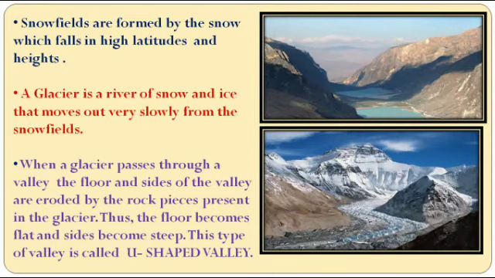And in the river formation you have seen a V-shaped valley is formed, and here in the glacier you find a U-shaped valley. In the upper picture you are having the U-shaped valley with the force of the snowfall and the snowfields. The formation is U-shaped.